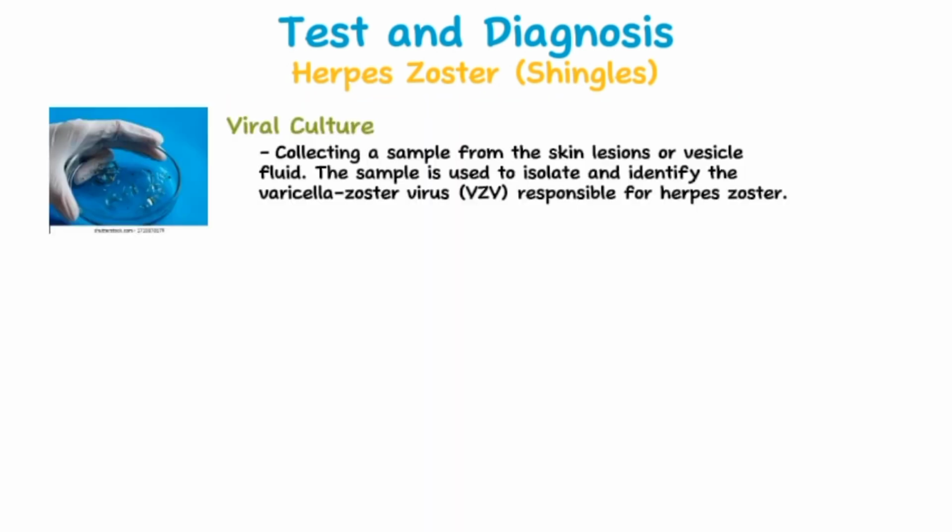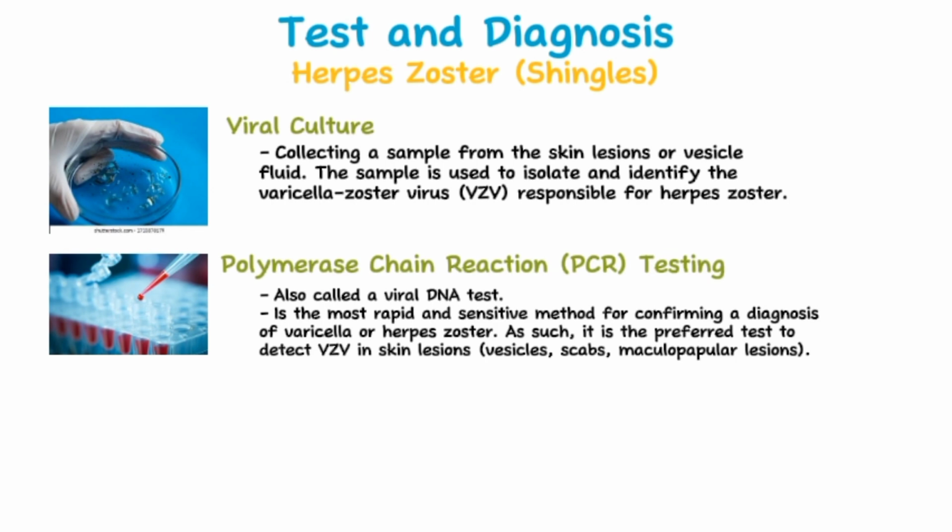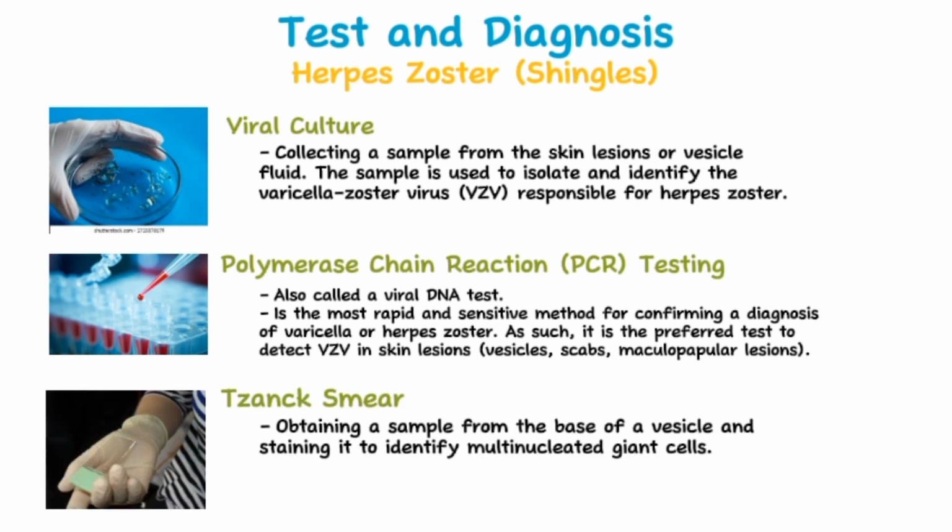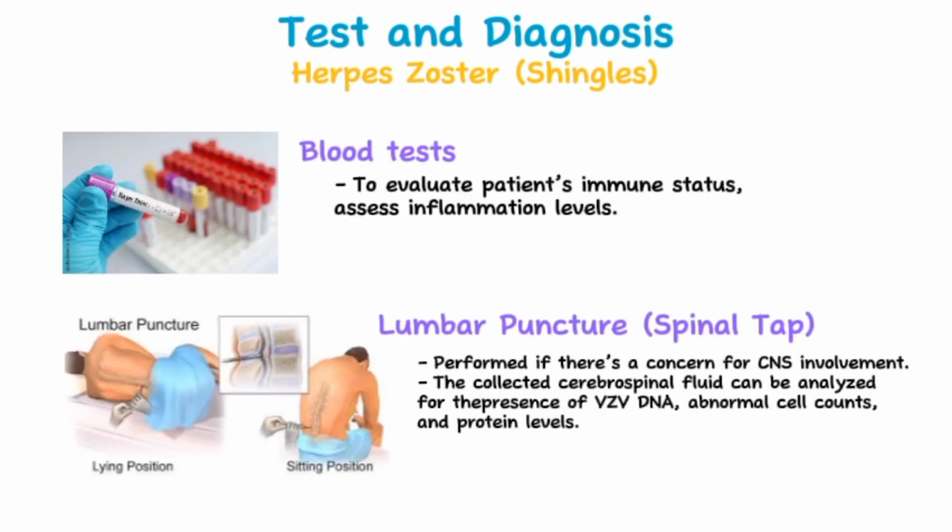The first one here is the viral culture. We have polymerase chain reaction, the PCR testing. We also have here Tzanck smear, blood test, and lumbar puncture or the spinal tap.